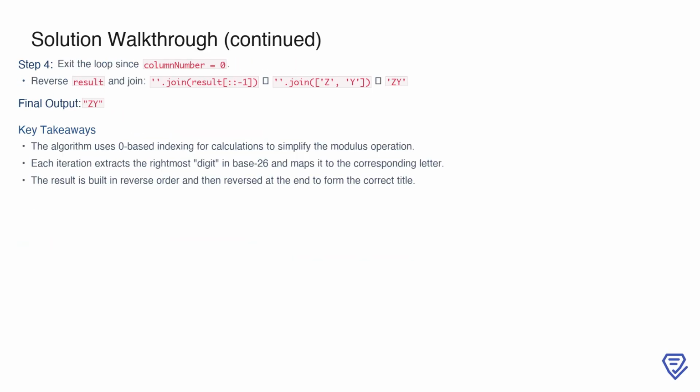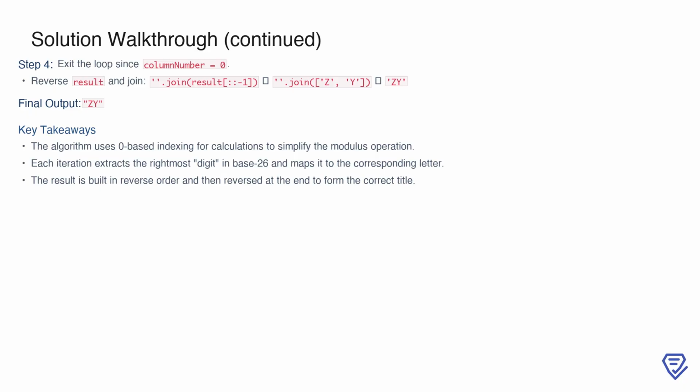With column number now equal to 0, we exit the loop. At this stage, the result list contains the letters Y, Z, but in reverse order. To form the correct column title, we reverse the list and join the characters. Reversing Y, Z gives Z, Y, and joining them produces the string ZY. This means the final output for column number equal to 701 is ZY.